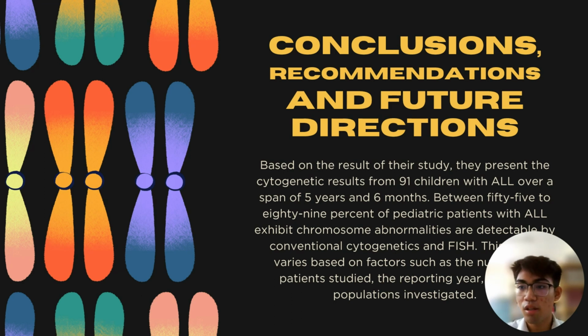Now let us proceed to the last part, which is the conclusion, recommendation, and future directions. And so let us just summarize this. Based on the result of their study, from 91 patients with ALL, between 55 to 89% of the patients exhibit chromosome abnormalities that are detected using the cytogenetic analysis of G banding and FISH. This range varies based on factors such as number of patients studied, reporting year, and the population investigated.